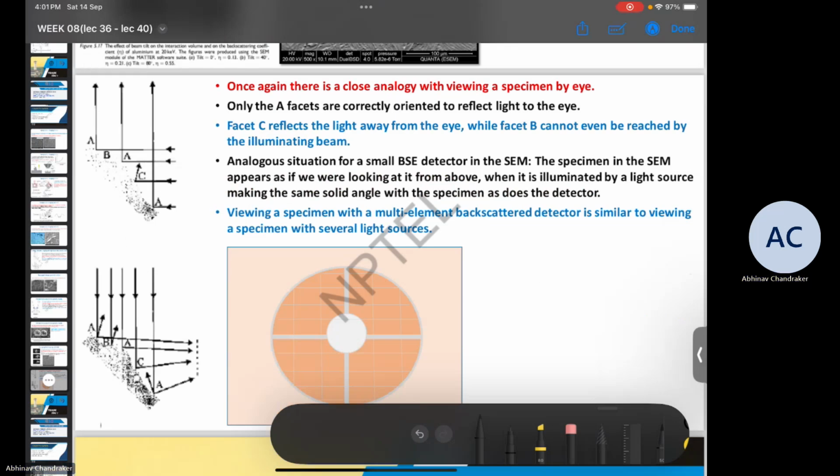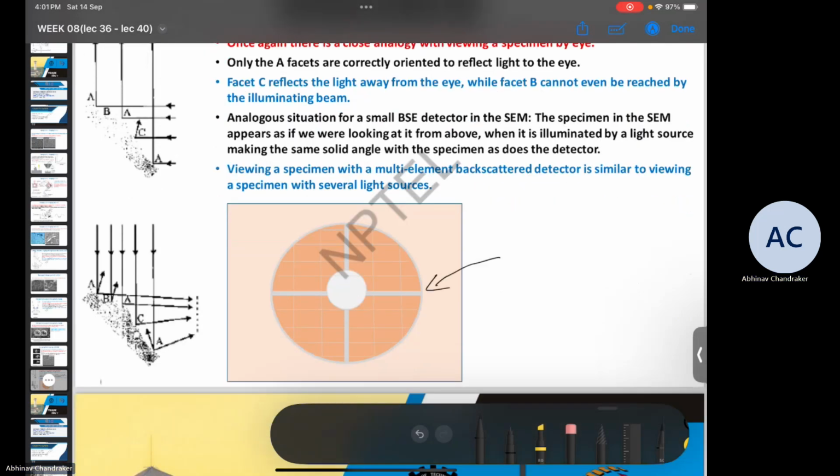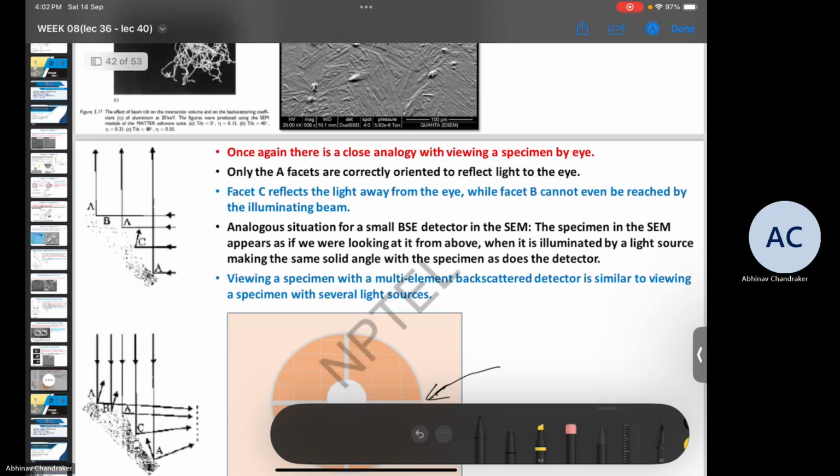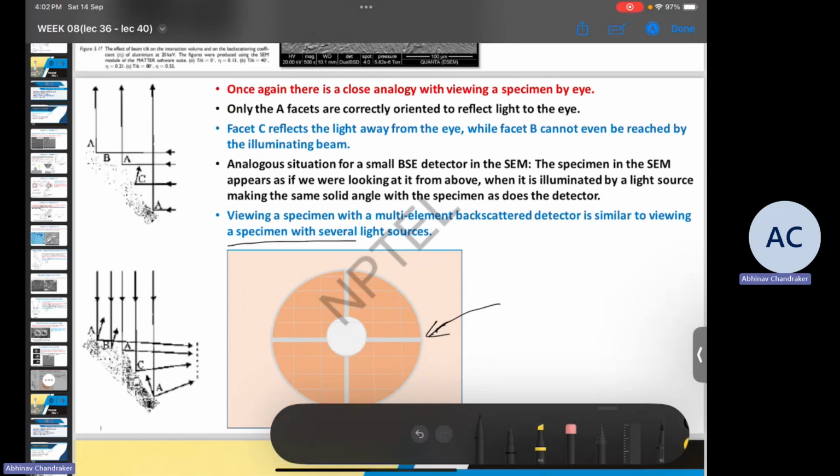So, in order to tackle this issue of line of sight in BSE, we use multi-element detectors. For example, we have discussed this also in the previous lecture, that we can have a 4-element disc shaped detector, so that BSEs which are coming at multiple different angles, that is a higher solid angle range, can also be detected. So this will be like viewing a specimen with several light sources, and as a result we are able to get better topographical contrast when we are collecting more BSEs, that is BSEs coming from higher solid angle.